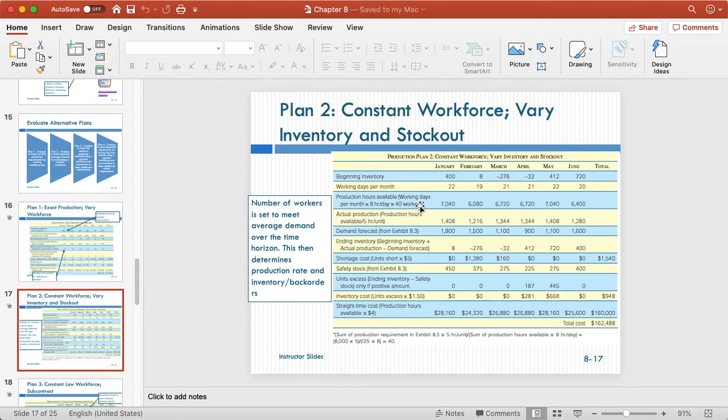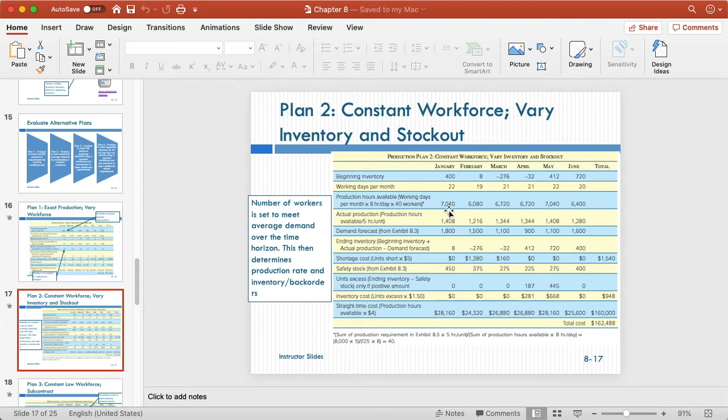Okay, let's look at the working days, let's say for January. Let's get back to the first column. The working days in January is 22. For every worker, since he works 8 hours per day, and since we have 40 workers, the production hours available is 7,040. You use 22 times 8 times 40, that's it. Remember, this is the production hours.